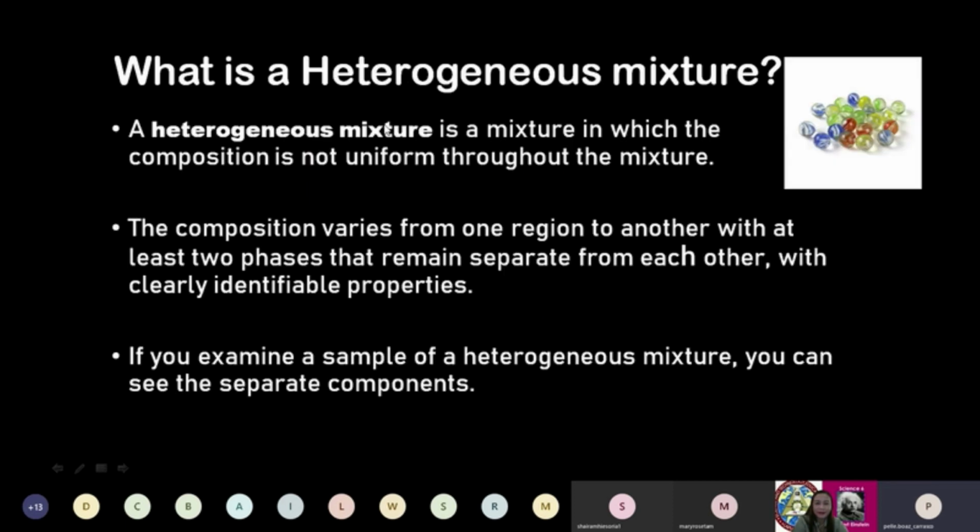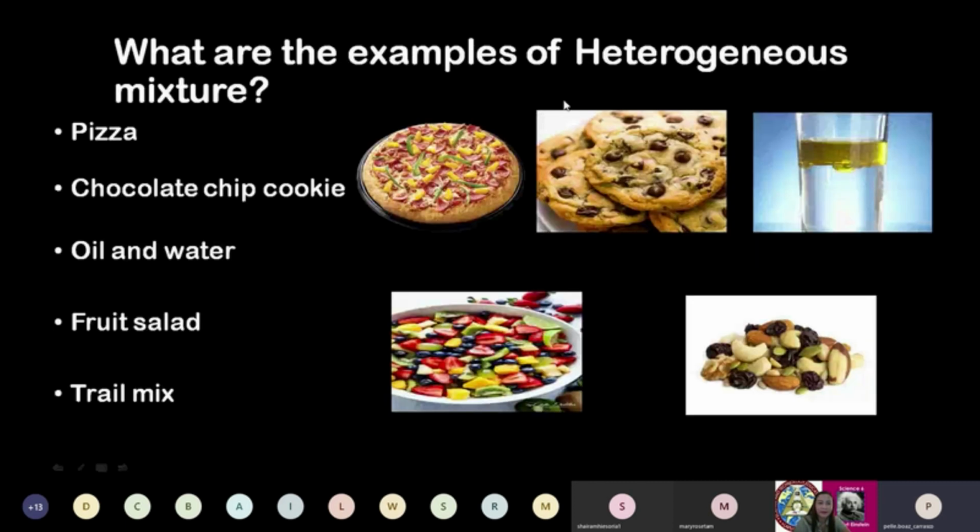What is a heterogeneous mixture? A heterogeneous mixture is a mixture in which the composition is not uniform throughout the mixture. The composition varies from one region to another, with at least two phases that remain separate from each other with clearly identifiable properties. If you examine a sample of a heterogeneous mixture, you can see the separate components. What are the examples of heterogeneous mixture? Pizza, chocolate chip cookie, oil and water, fruit salad, and trail mix.